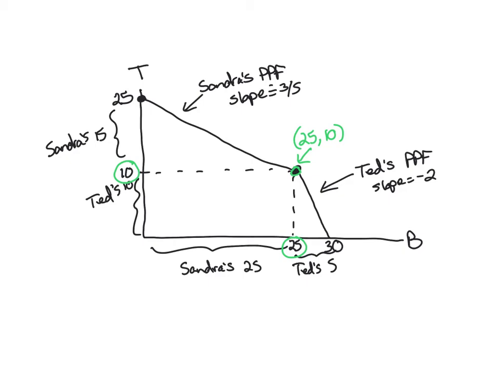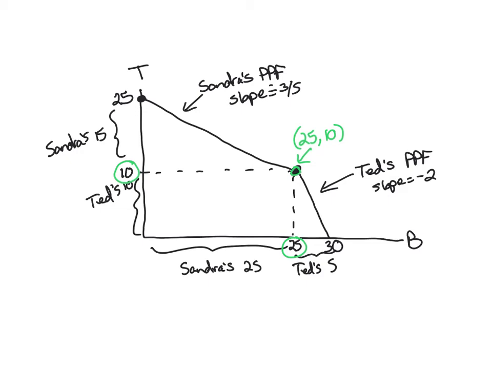Our next task is a fun application of this aggregate production possibility frontier. So in part D of the question, we're asked, what is the maximum quantity of beer that can be produced if Ted and Sandra are producing 8 tacos combined?